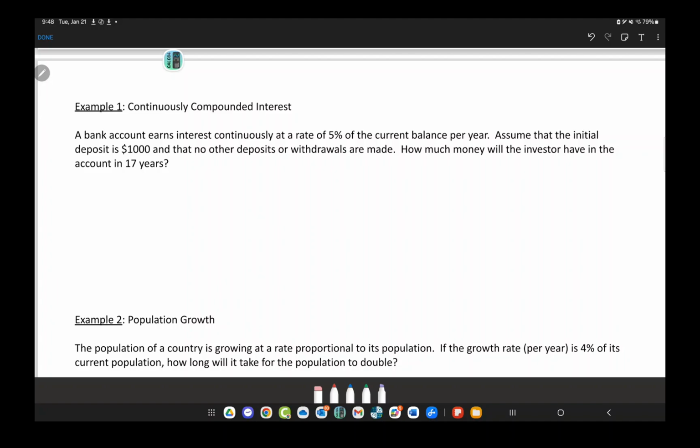Here's an account earning interest at a rate of 5% of the current balance per year. Assume an initial deposit of 1,000 and no deposits or withdrawals are made. How much money would you have after a given number of years? Now, to be honest, you already know the formula, right? What's the formula? A equals P e to the r t.